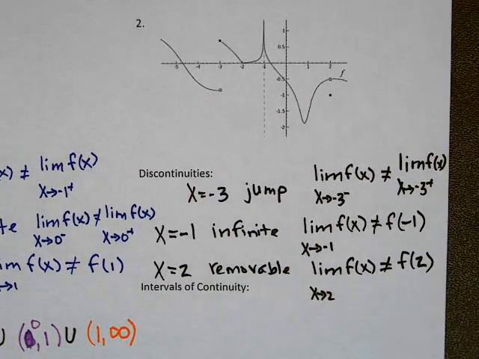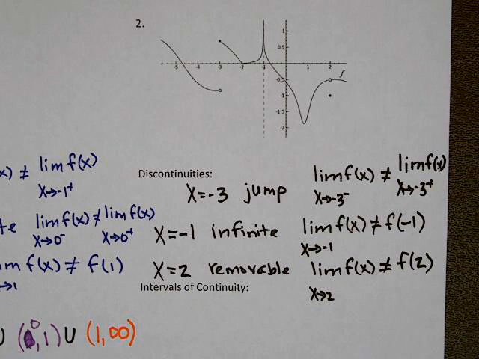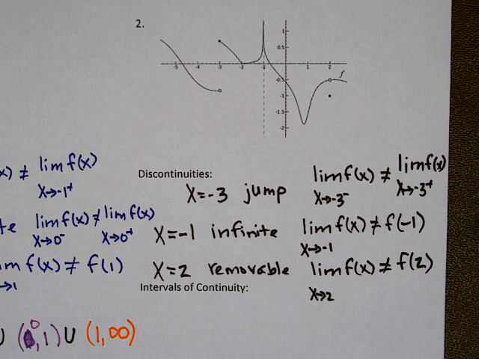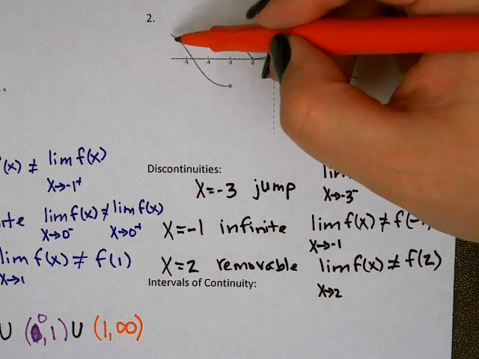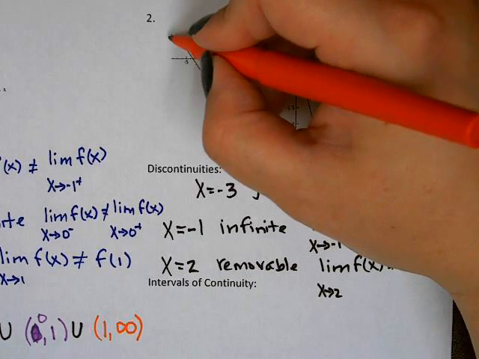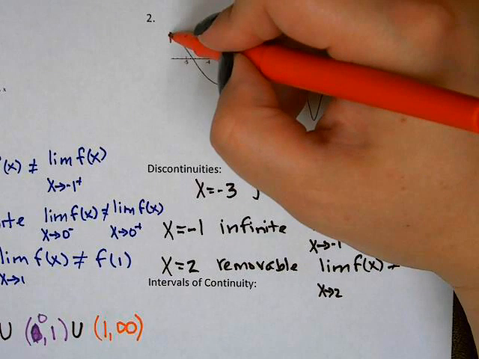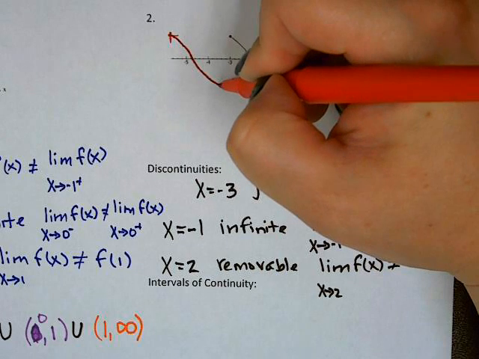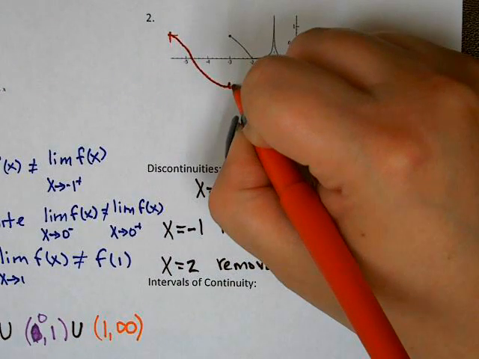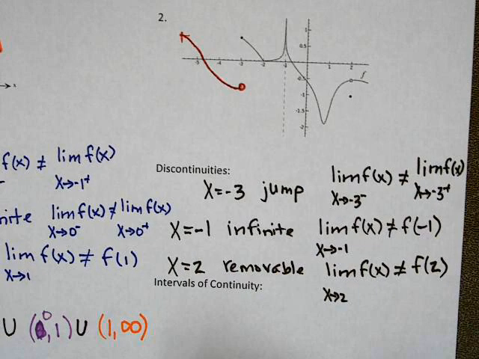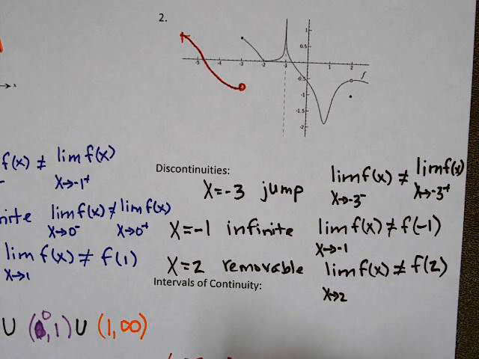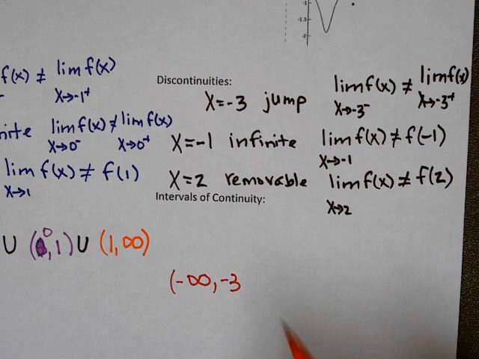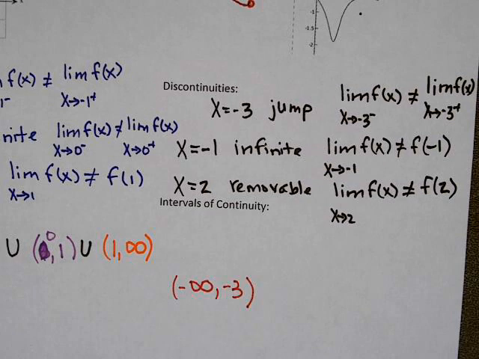All right, and then the last thing we're going to do is those intervals of continuity again. So take a look at your graph. Always start from the left. Even though it doesn't have an arrow, it is implied that it's going on forever. So this is going off to -infinity, and we're good, we're good, all the way up until we get to this open circle right here. So from -infinity to -3, we have some continuity.